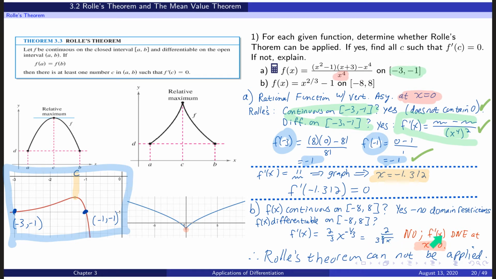So since the derivative does not exist everywhere in the interval -8 to 8, that's one of the conditions for Rolle's theorem which fails, so Rolle's theorem cannot be applied to this function here in B.